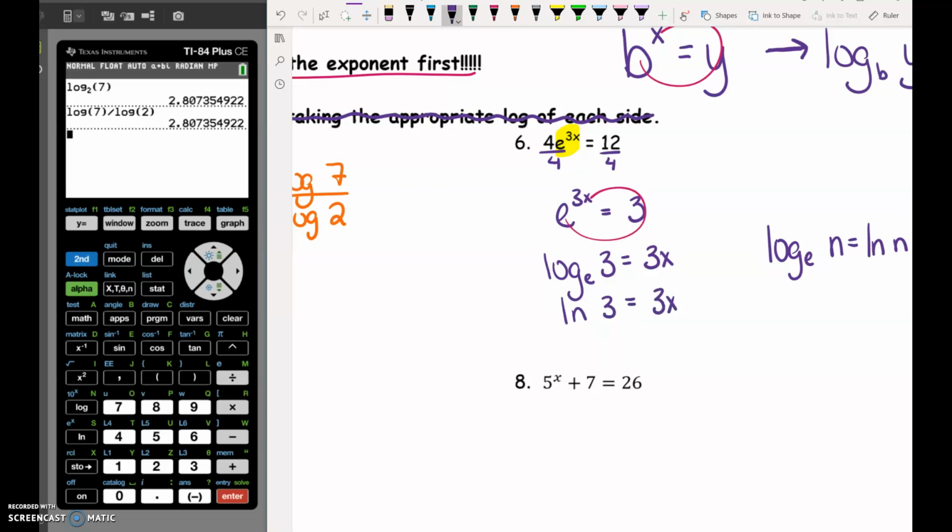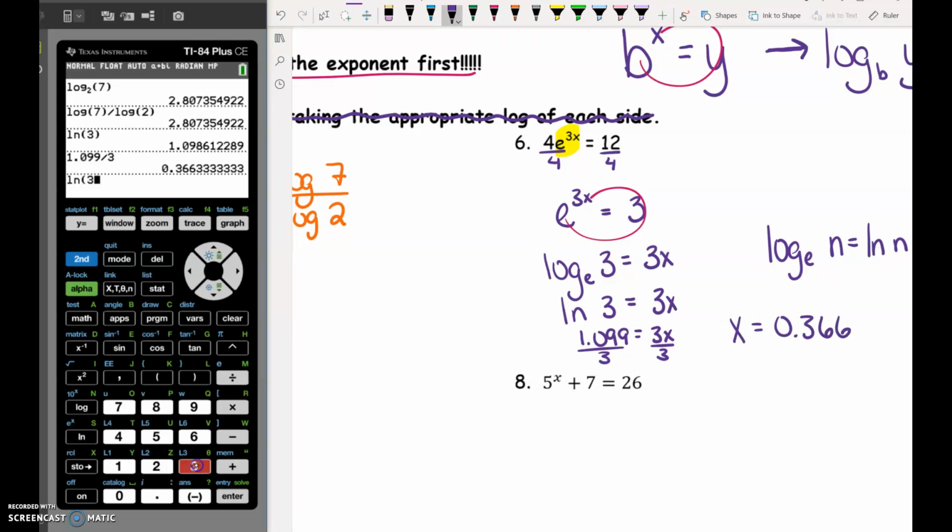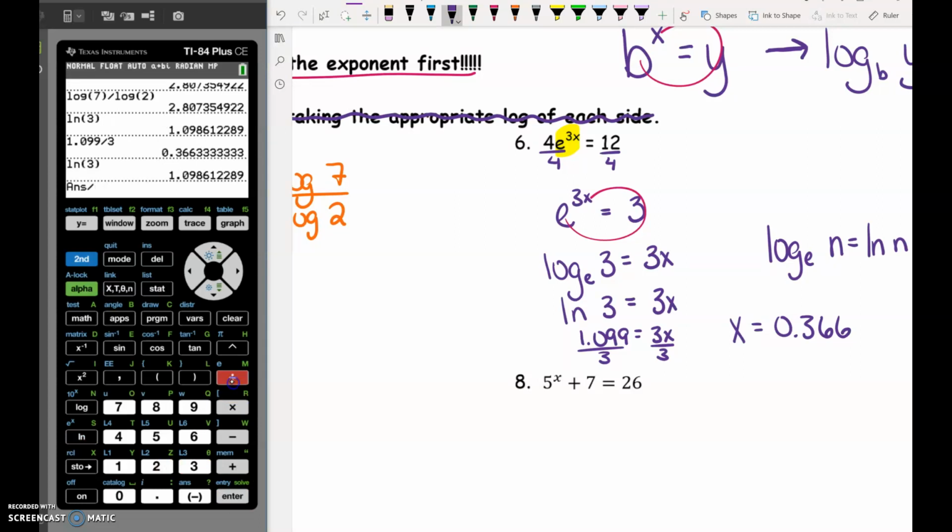This is even easier. We can just type in ln 3. We get 1.099 equals 3x. Divide both sides by 3. 1.099 divided by 3. Our x equals 0.366. Now, if you didn't round it right there, if you just left that in your calculator and then said divided by 3, you would still get 0.366. So it doesn't really matter if you leave that in your calculator or if you use the rounded form when you divide.